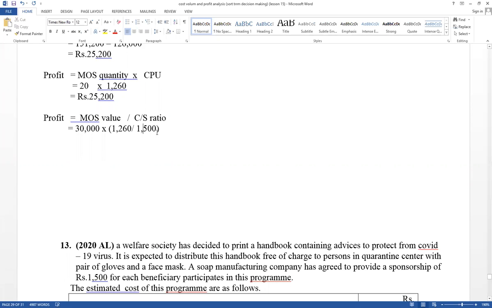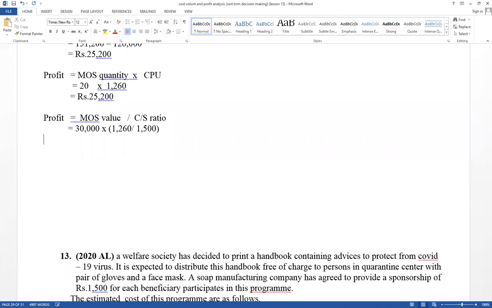No need to simplify. Just apply it. CS ratio means contribution per unit divided by selling price. Therefore, margin of safety value into CS ratio equals profit. Then take the answers. Therefore, 1,260 divided by 1,500. That is the CS ratio into margin of safety value.